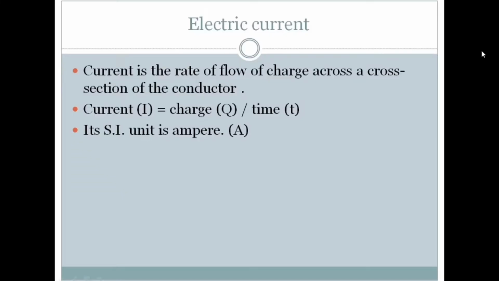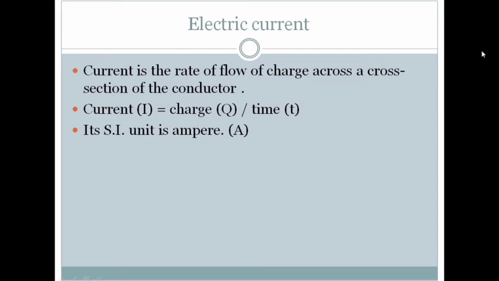Our first topic is electric current. What is electric current? Electric current is defined as the rate of flow of charge across the cross section of the conductor. If Q charge flows through a conductor in time t, then current is given by the formula I is equal to Q upon t.